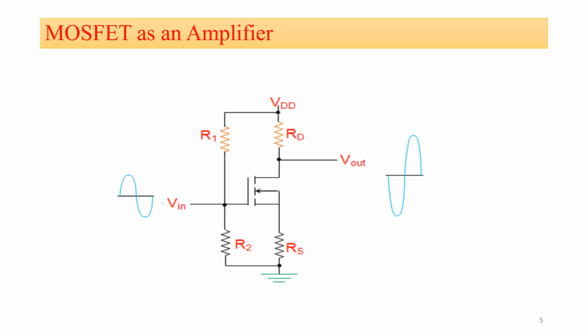If we compare the BJT as an amplifier and the MOSFET as an amplifier, in case of the BJT as an amplifier we need to bias our transistor in the active region, but in case of the MOSFET we need to bias our MOSFET in the saturation region. Saturation region means our VGS, the voltage between gate and source, should be greater than the threshold voltage, because when VGS is greater than the threshold voltage, the maximum drain current will start flowing through the MOSFET, and due to that maximum drain current, at the output we will get an amplified signal.